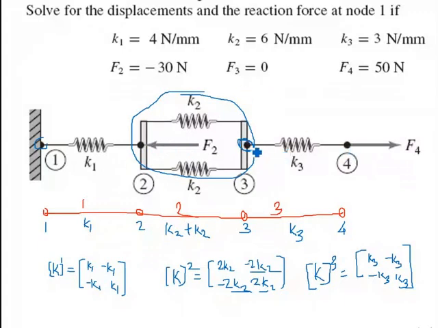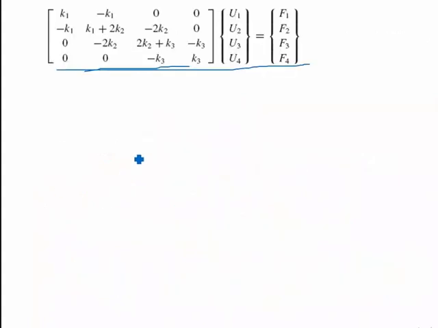If it is not given, then also it is 0 because there is no force, and here it is 50. F1 is equal to 50. This is minus 30. This is 50. This is 0, and here it is a support reaction at node number 1.